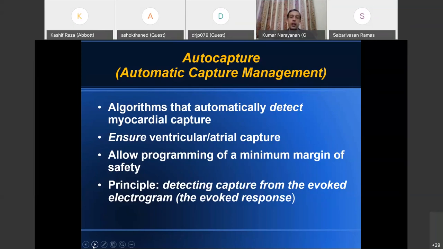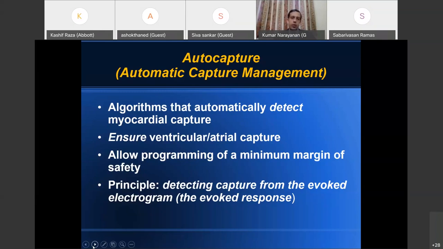So suppose you had a pacing threshold of 1.5 volts. We said that typically you would want to program at least double that value, 3 or 3.5 volts. So that is a good margin of safety. But on the other hand, you're using twice the energy which you actually have to use, and in the long run, it's not the most efficient way of utilizing the battery. So is there a way to balance both the safety and the efficacy, or the battery efficiency?